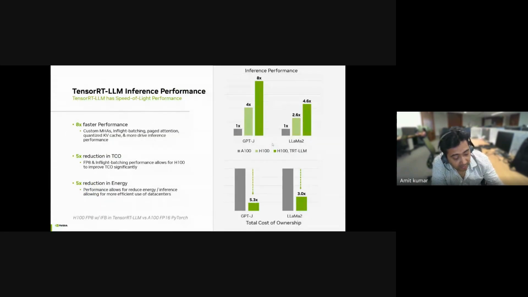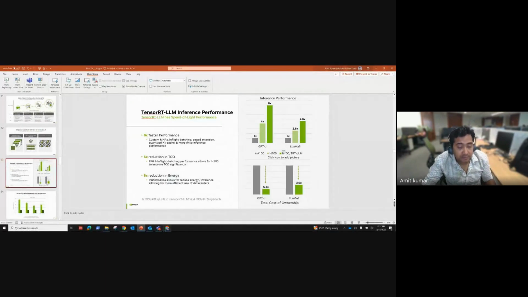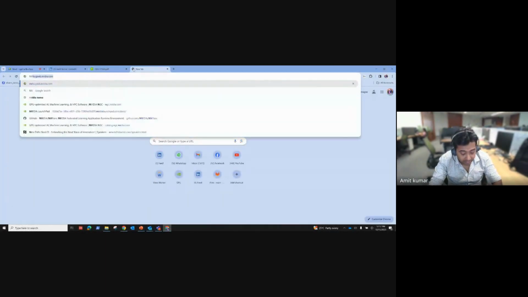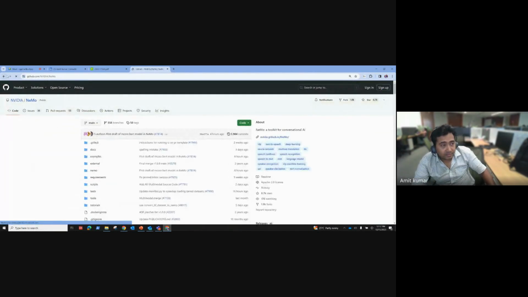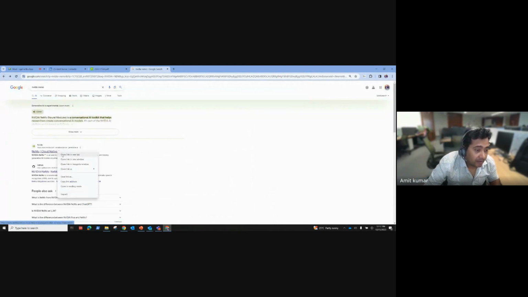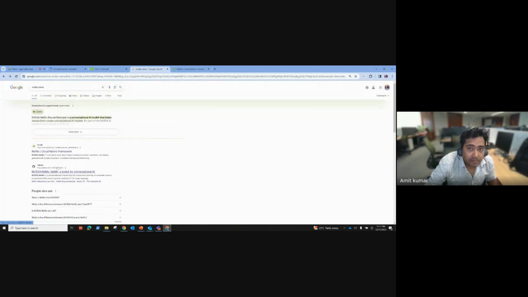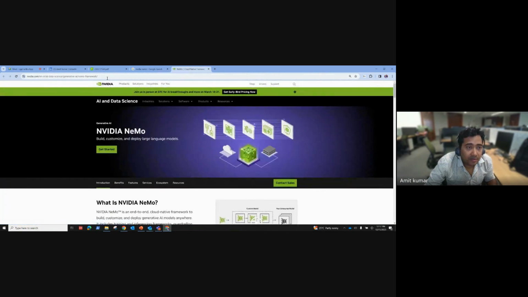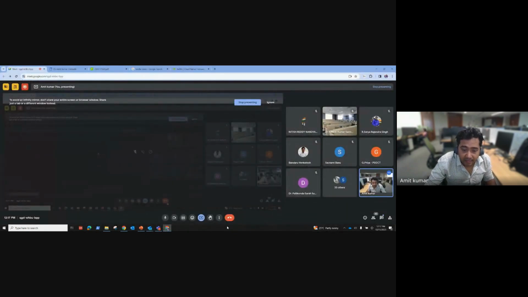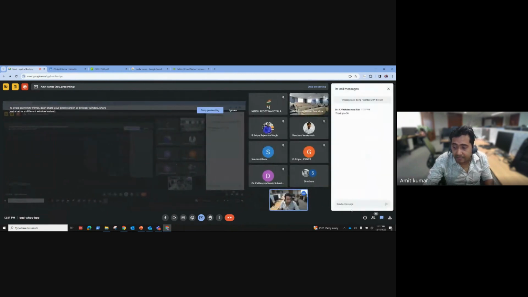Now, if you want to search NeMo, since one piece of it is open source, just search NEMO and you'll find it. The first link which comes is GitHub. And NeMo is available as a cloud API, the way ChatGPT is, or it's available as open source also.